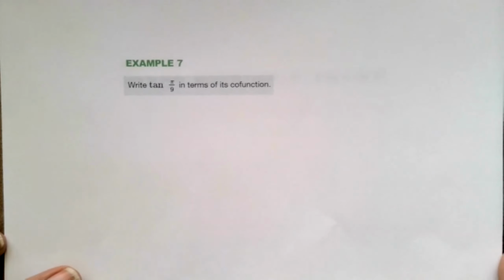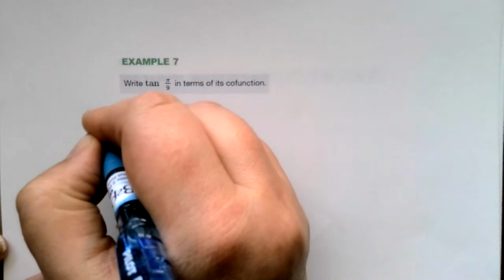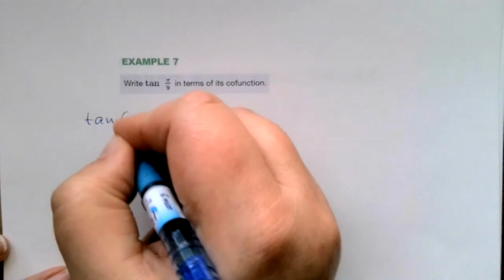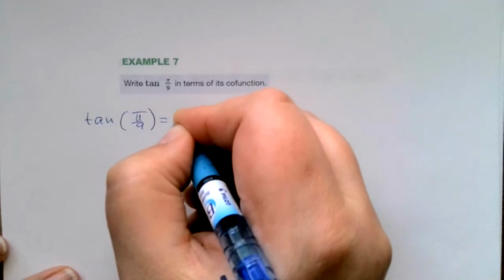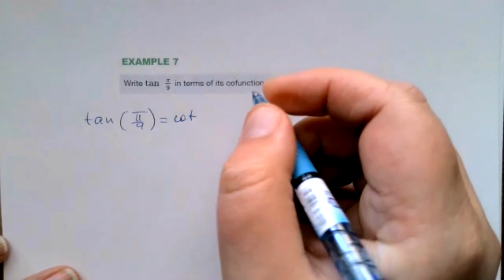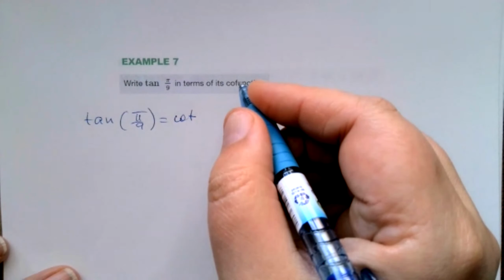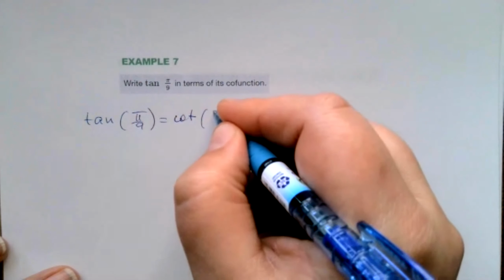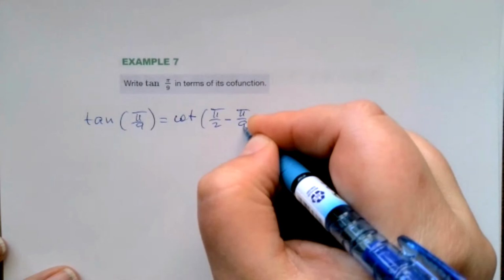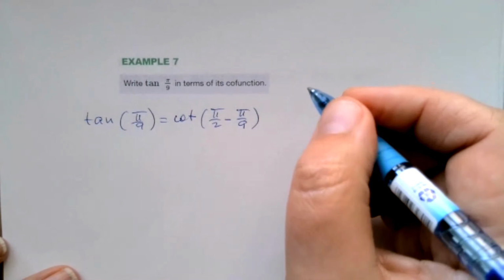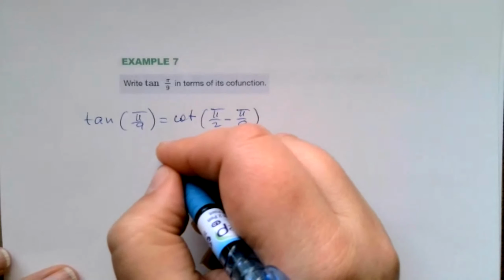So let's apply it. Example number 7. Write tangent pi over 9 in terms of its cofunction. Well, that's pretty straightforward. If we want to change the tangent to a cotangent, then we're going to do pi over 2 minus pi over 9. And simplify it.